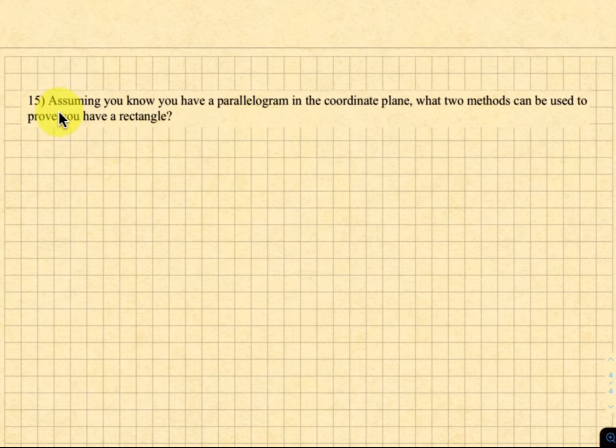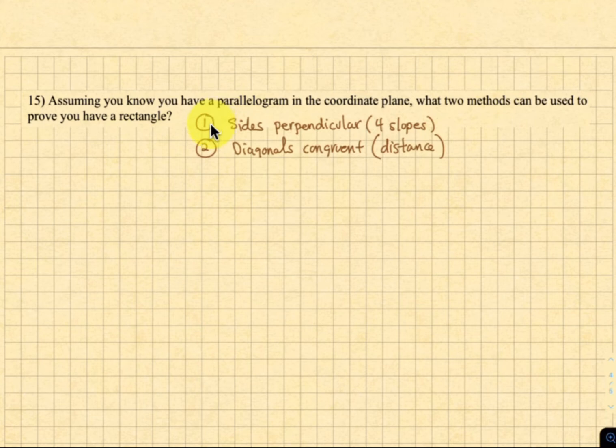For number 15, assuming you know that you have a parallelogram in the coordinate plane, what 2 methods can be used to prove that you have a rectangle? Method 1, show that the sides are perpendicular, which means you'd have to show all 4 slopes. And number 2, show that the diagonals are congruent, which means you'd use the distance formula.